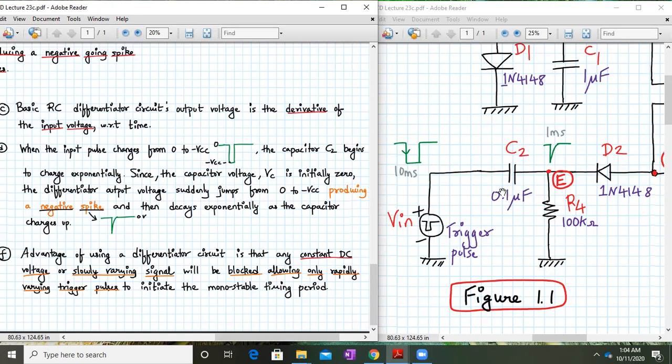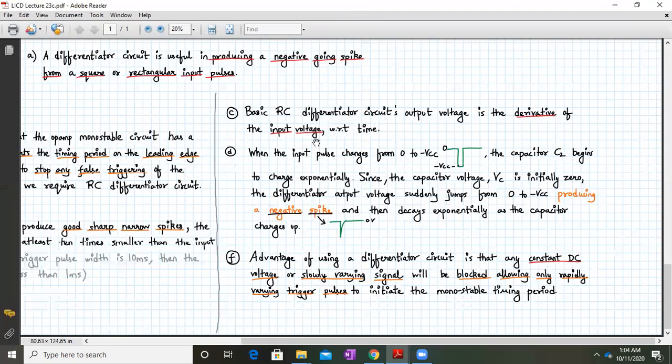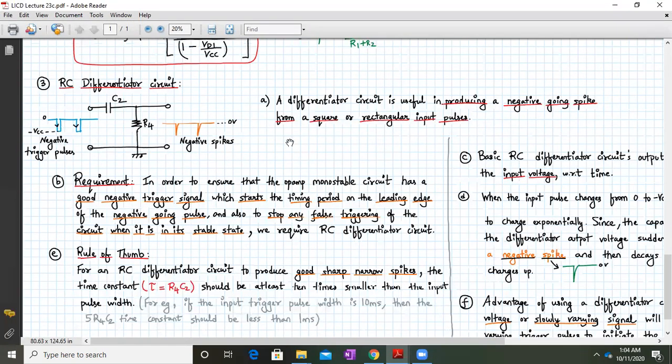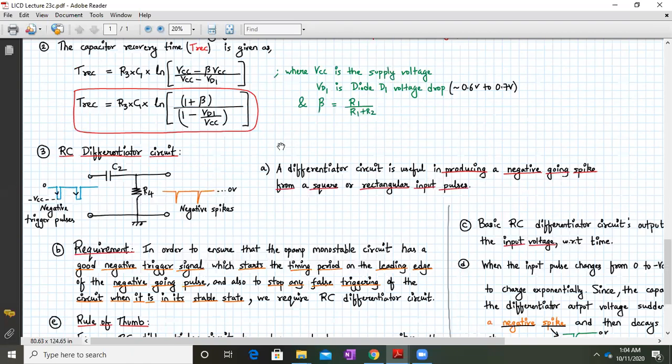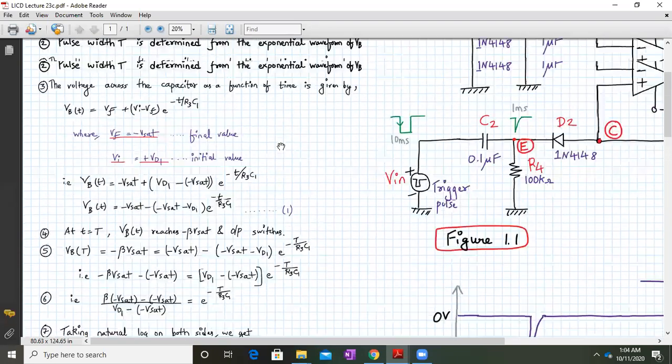Again, I repeat, the advantage of this differentiator circuit is that any constant DC value or slowly varying signal will be blocked, and it will allow only rapidly changing, fast changing trigger pulses, because we know that the differentiation of a constant is basically zero, so it will block that. It will only pass when the signals are changing very fast. So these are the key points on why we require an RC differentiator circuit. And with this, we have come to the end of today's session.